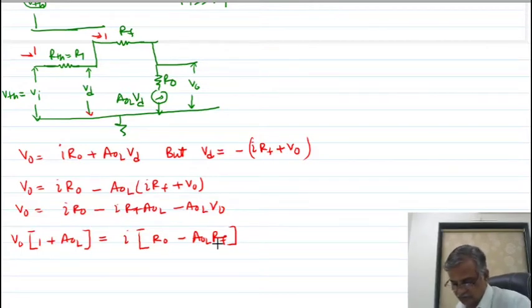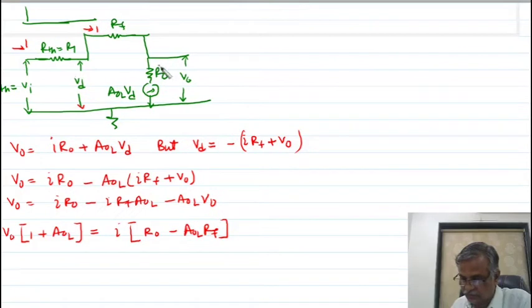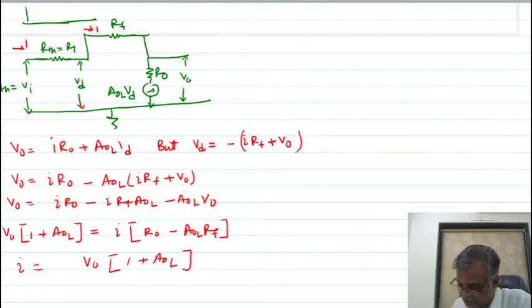I think you can understand. VO is nothing but this voltage plus this voltage that I have written here. What is VD? Voltage across this plus voltage across this. I put the value of VD in this equation. So I am getting the equation of current. From this you can find the current is nothing but I can write VO into 1 plus AOL upon RO minus AOL into RF.